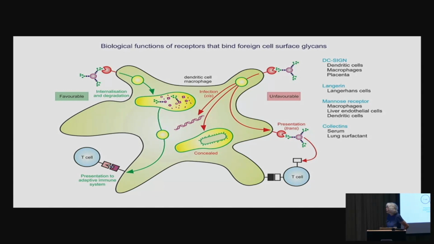being either internalized and destroyed, which is a favorable outcome, but in some instances the outcome is unfavorable. So these sugar recognition proteins may allow intracellular pathogens to get into the cells. In this case, they're helping in infection. And there are also soluble proteins which recognize sugars on pathogens.